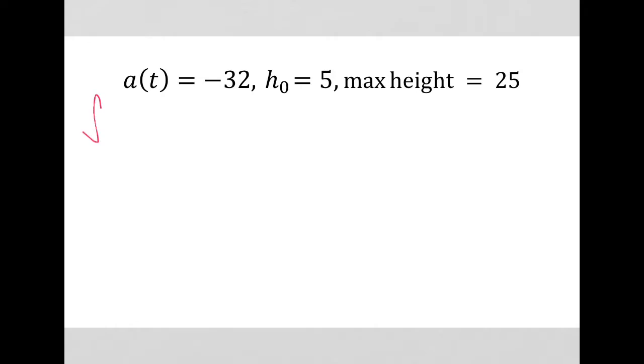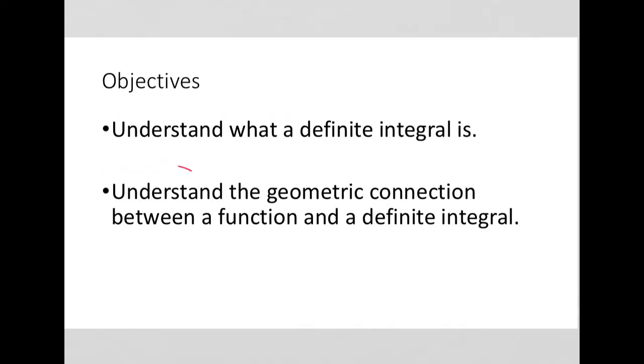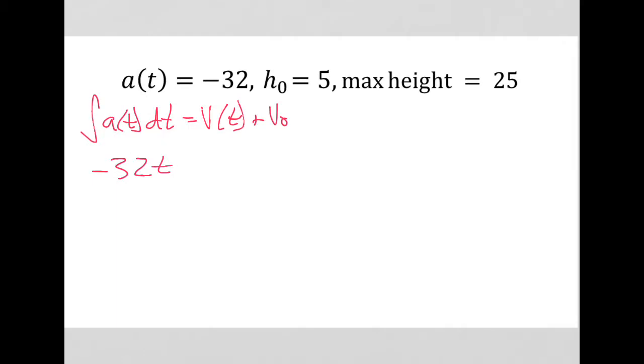So if we integrate our acceleration function with respect to time, we will get our velocity function plus that v naught there, don't forget that. So we're integrating negative 32, so we're going to get negative 32t plus v naught, that equals our velocity function v of t.